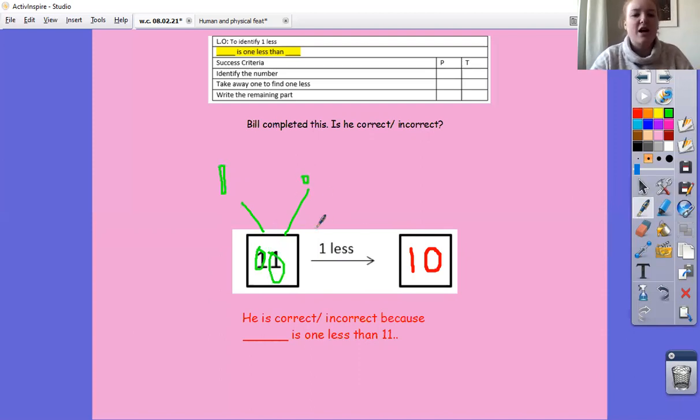Fantastic. Okay. Now, he wants to find out what 1 less is. To find out 1 less, I need to cross out one of my ones. So I'm going to cross out 1. And now I want to find out what this number should be. So my new number should have how many tens? It should have 1 ten. And how many ones should it have? Well, there's no ones left because I crossed it out. So the new number is 10. So he is correct because 10 is 1 less than 11.